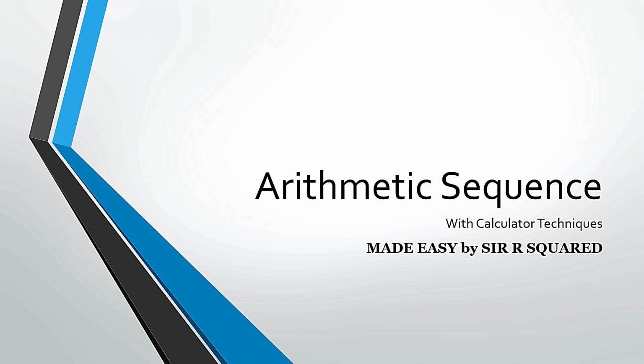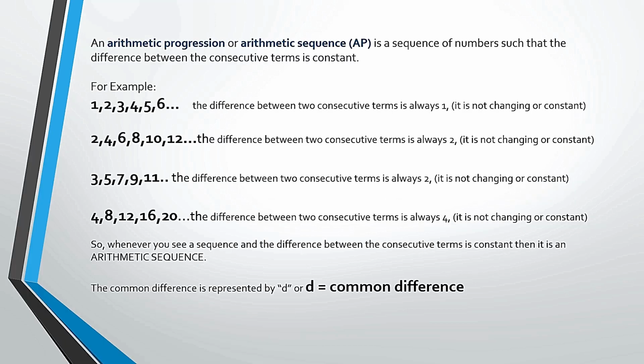Join me as I discuss how to deal with arithmetic sequence using formulas and using calculator techniques. An arithmetic progression or arithmetic sequence, AP in short, is a sequence of numbers such that the difference between the consecutive terms is constant. For example, 1, 2, 3, 4, 5, and 6.